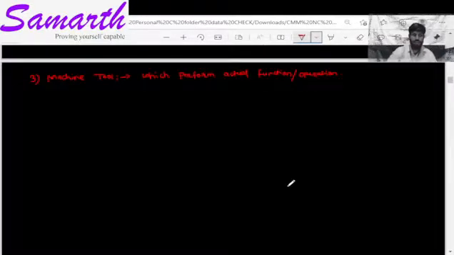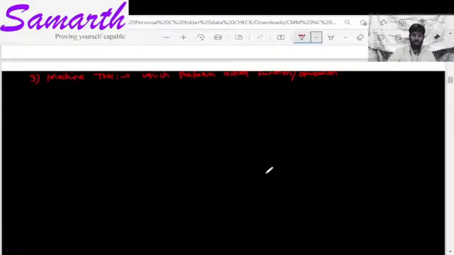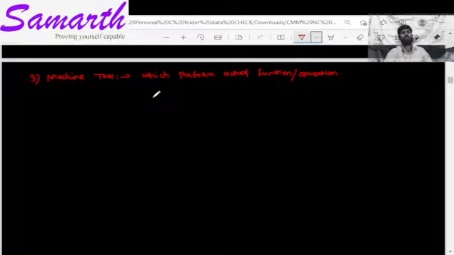And third is the machine tool, which tool a machine should use. Let us say it is a turning operation or facing operation, then we will use a lead tool. So the machine tool actually performs the action or the operation. This is the third component of the NC system.